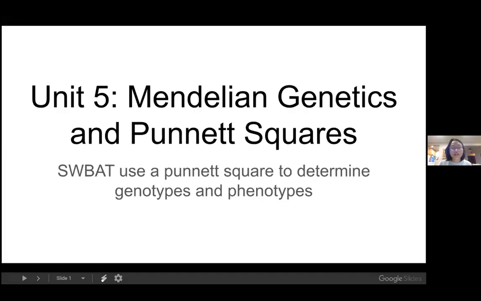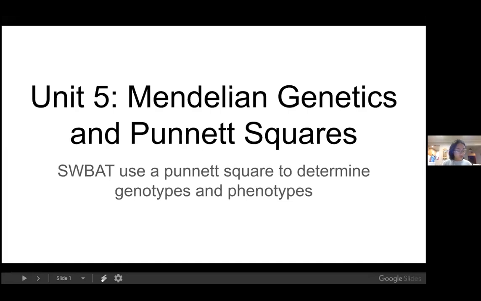Hello, 7th grade. Today we are learning about something new. We're learning about how to predict genetic outcomes using what we call Mendelian Genetics and using this tool called a Punnett square. So by the end of this lesson, you should be able to use a Punnett square to determine genotypes and phenotypes of certain organisms.